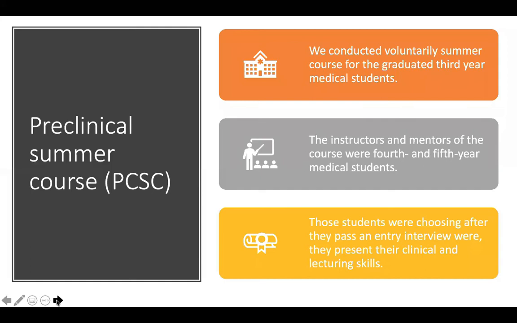So these challenges prevented us from doing a true structural and formal integration. So, the students and I came up with the idea of doing what we call the preclinical summer course. Basically, we conducted a nonprofit voluntary summer course for graduated third year medical students. The instructors and mentors of the course were not faculty. They were fourth and fifth year medical students, whom we chose after they passed an interview where they presented their clinical and lecturing skills.